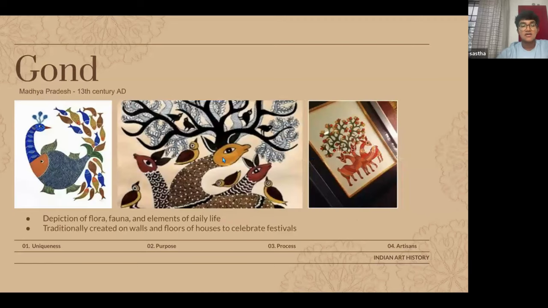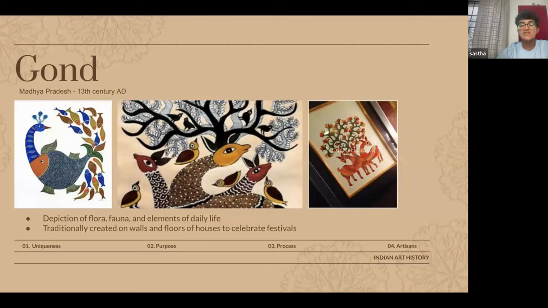So moving on to Gond. Gond is an art form originating from Madhya Pradesh and was very prominent in the 13th century. They are unique due to their intricate patterns and vibrant use of color. These artworks are often inspired by nature, showing flora, fauna, and elements of daily life in a stylized manner.